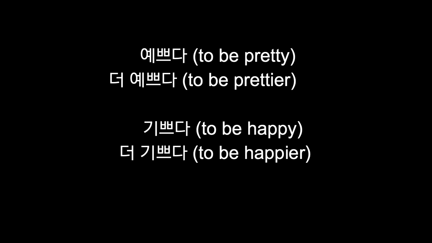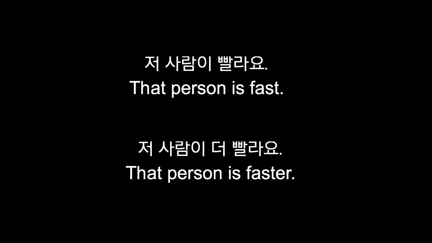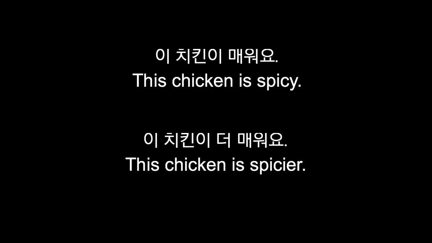Let's look at some example sentences. 저 사람이 빨라요 means that person is fast. In its comparative form, it becomes 저 사람이 더 빨라요, meaning that person is faster. Let's look at another example sentence. 이 치킨이 매워요 means this chicken is spicy. And in its comparative form, it becomes 이 치킨이 더 매워요, meaning this chicken is spicier.